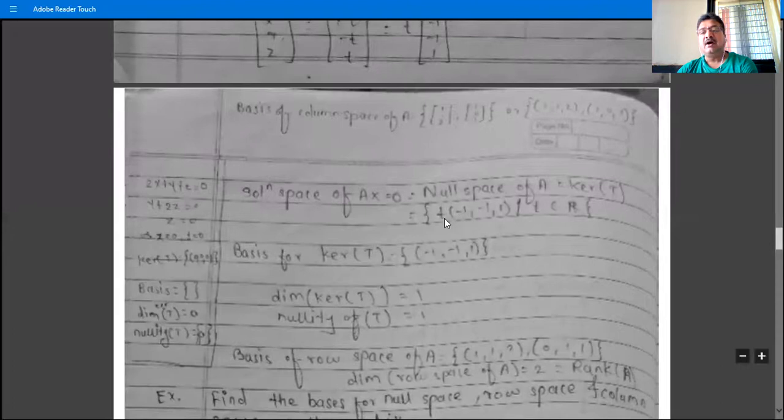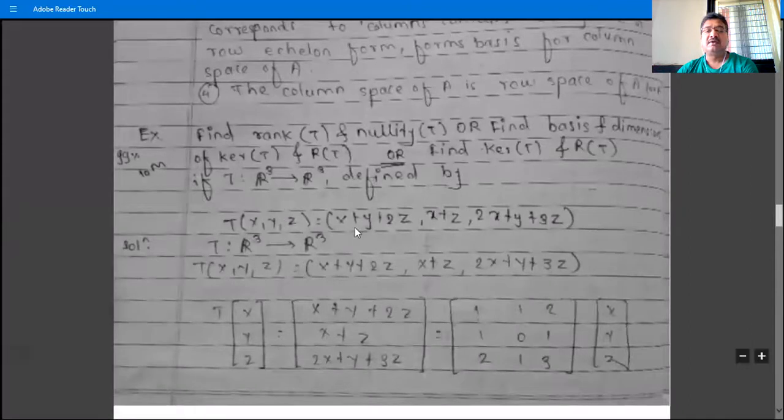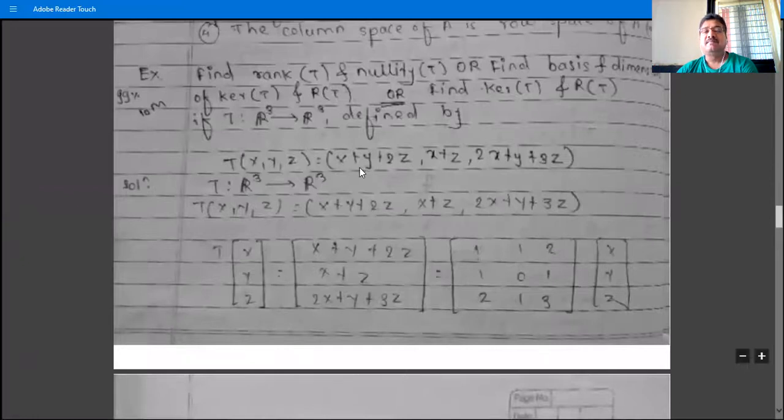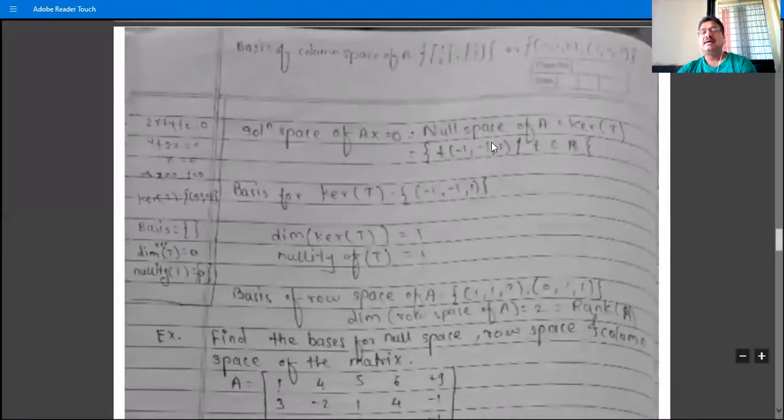So we will check whether these are elements of kernel of T. If you find T of any element of kernel of T, then we have the answer 0. If you find T of (-1, -1, 1) using this formula, we have the answer 0: -1 -1 plus 2 into 1 is 0, then -1 plus 1 is 0. And if we substitute x as -1, y as -1, we have -3, and z as +1, plus 3 is 0. So T of any element of this kernel has image 0, because this is the property of kernel of T.